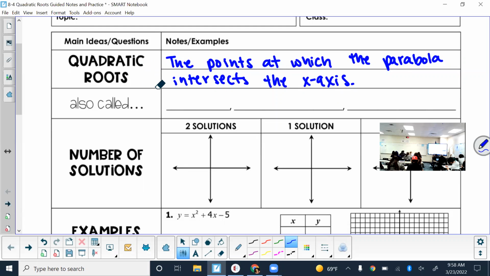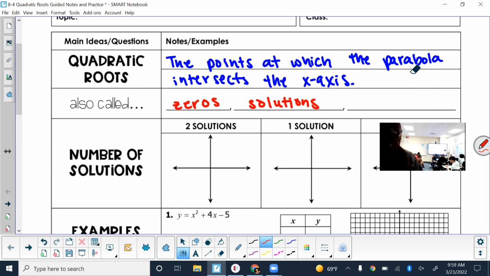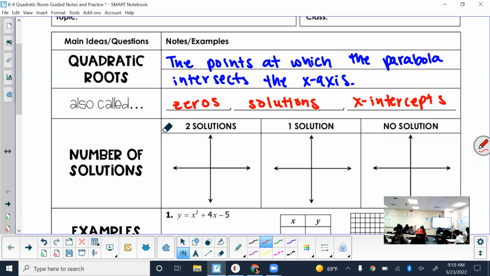It might say identify the roots. It might say identify the zeros of the quadratic function. It might say, what are the solutions? And then there's one more, which I hope you guys can tell me. What's it called when something intersects the x-axis? What are those? Not y-intercepts, because it's the x-axis, but x-intercepts. So when it's asking you about your zeros, your solutions, your quadratic roots, it's really just asking what are the x-intercepts.